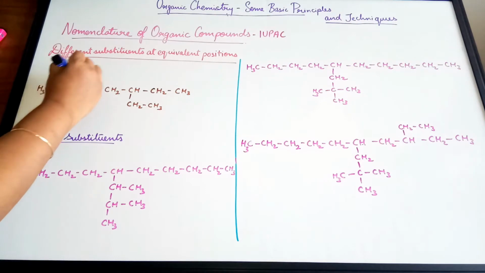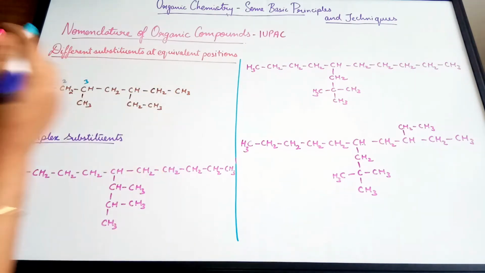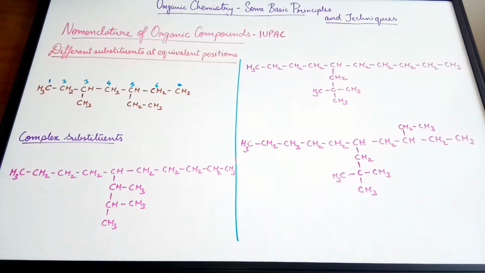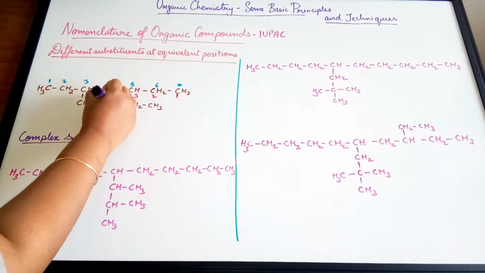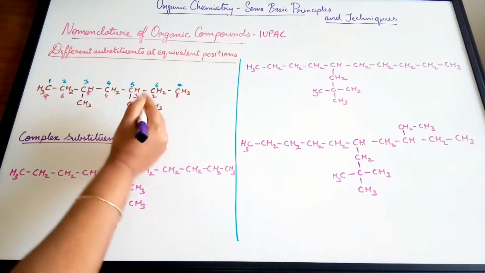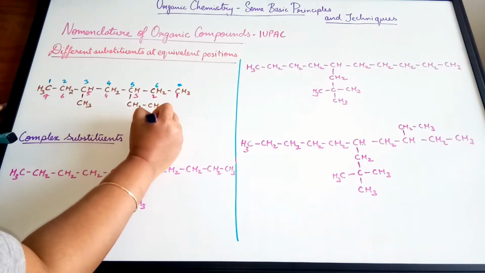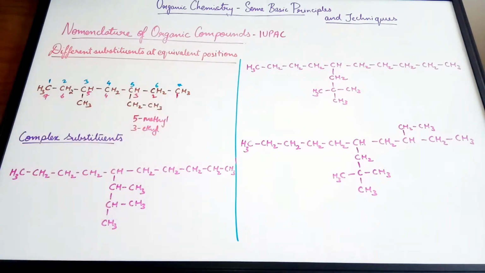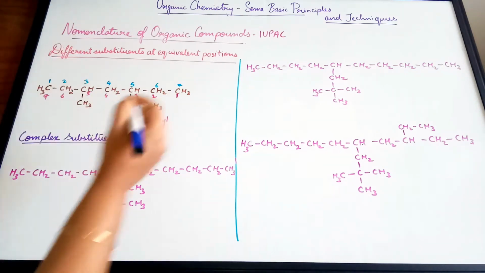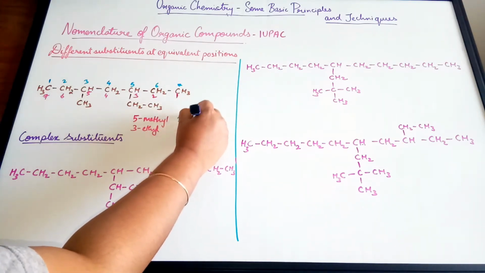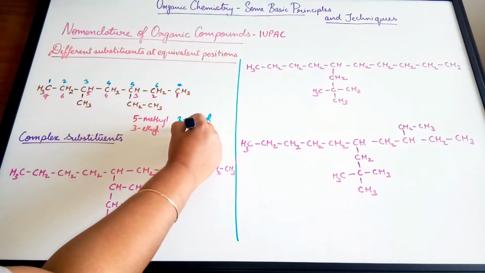Here you have one. Again, we are going from right to left and then left to right: 3, 4, 5, 6, and 7, and it's going to be 1, 2, 3, 4, 5, 6, and 7. So here, first of all, with this colored ink, that is from right to left, we have the methyl group at the 5th position and the ethyl group at the 3rd position. Whereas when we number it with the blue ink, the methyl group is present in the 3rd position, whereas the ethyl group is present in the 5th position.